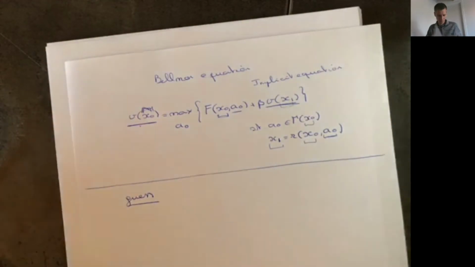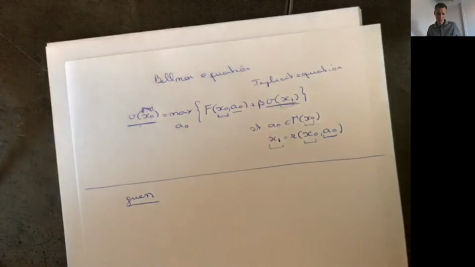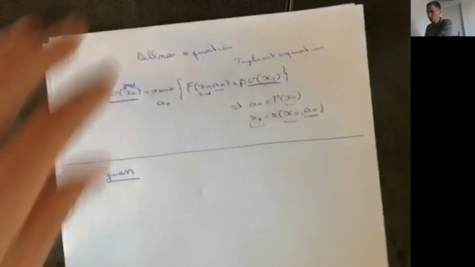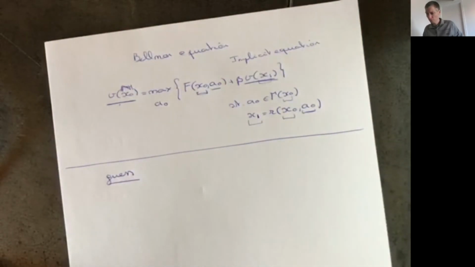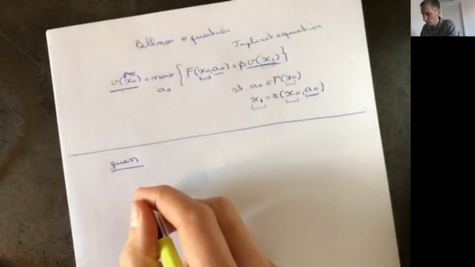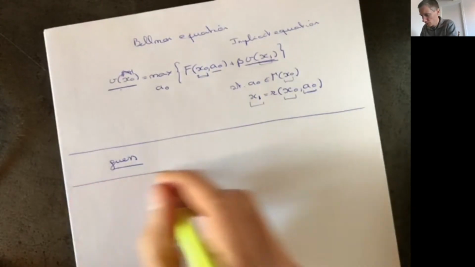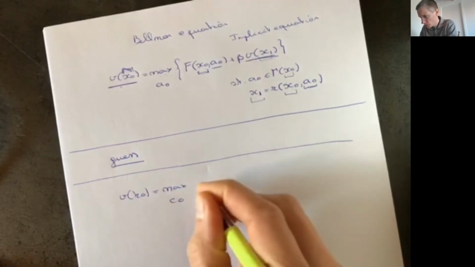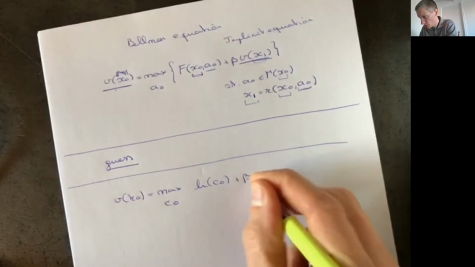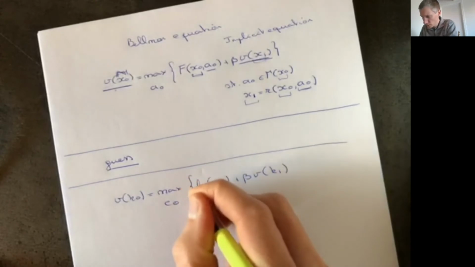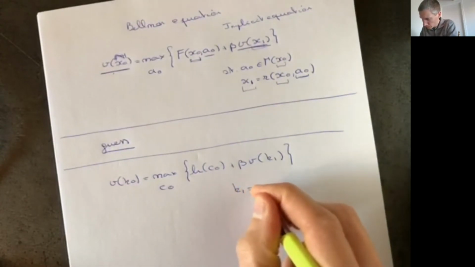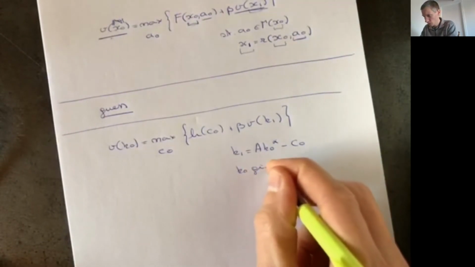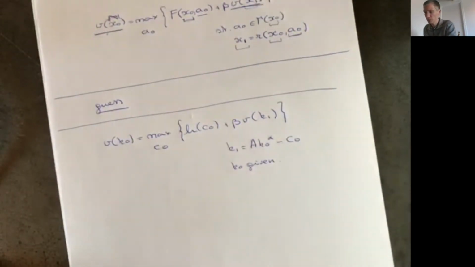So let me write back the Bellman equation: v(k0) is the max over c0 of ln c0 plus beta v(k1), where k1 is equal to a k0 to the power alpha minus c0, and k0 is given. Okay, so this is my Bellman equation for the growth model.